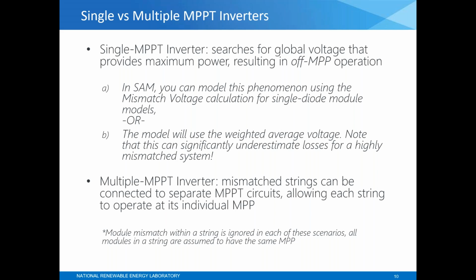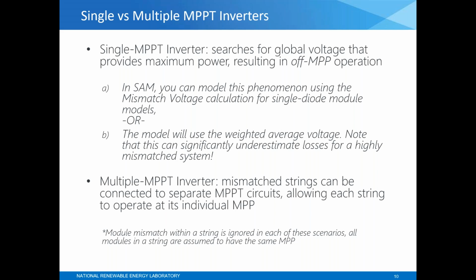One note is that this can significantly underestimate the mismatch losses due to strings operating at different IV curves when you have a highly mismatched system, and I'll demo that as well. But it is an option, A, because it takes slightly less computation time, and B, because, as I mentioned, not every module model is eligible to use the mismatch voltage calculation, which is more accurate and preferred, but if it's not available, the weighted average voltage method is an option at least.